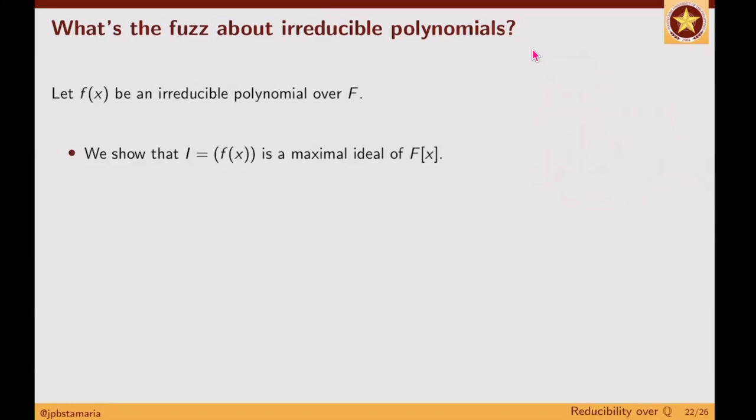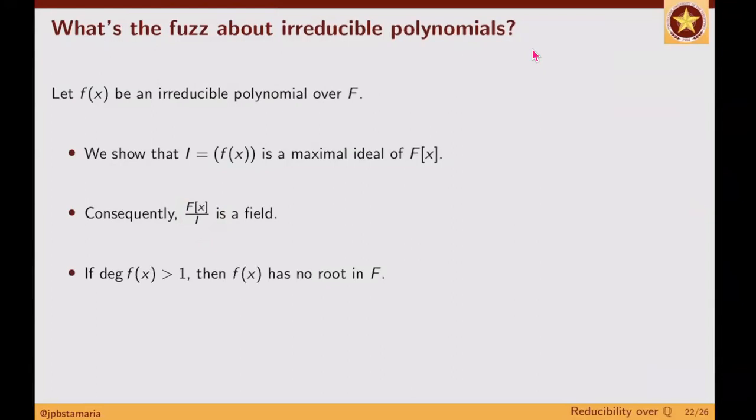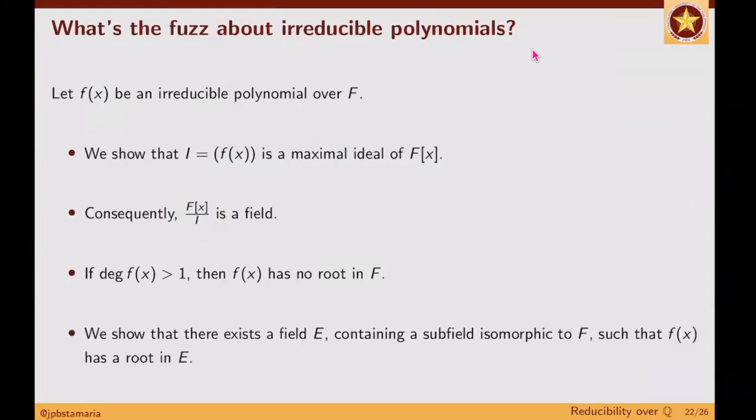Now, so what kung maximal ideal yan? Meron kasi tayong theorem from last time. Pag maximal ideal yung I in F[x], actually in any ring, the quotient ring that you are going to form is going to be a field. Okay? So, ito yung sinasabi ko kanina. Kung sakaling ang degree nito ay greater than 1, that means to say that f of x has no root. We will show that using this field, we will show that there exists a field E containing a subfield isomorphic to F such that f of x has a root in E.